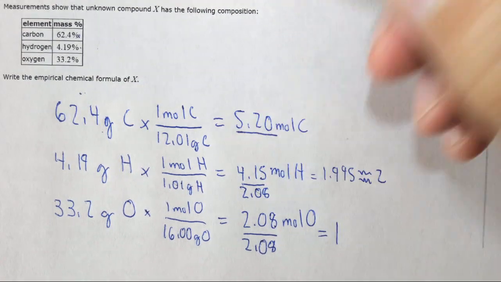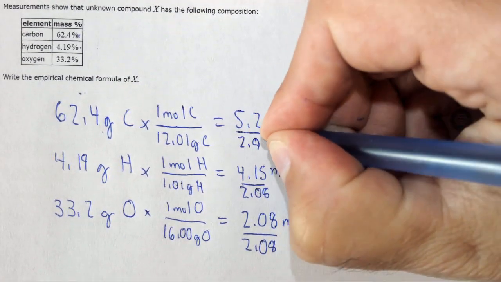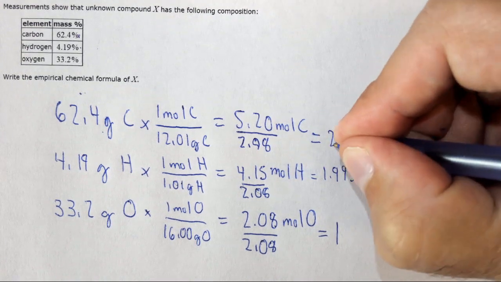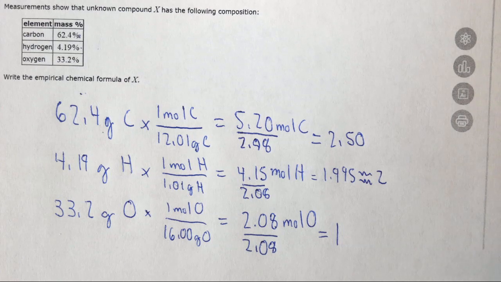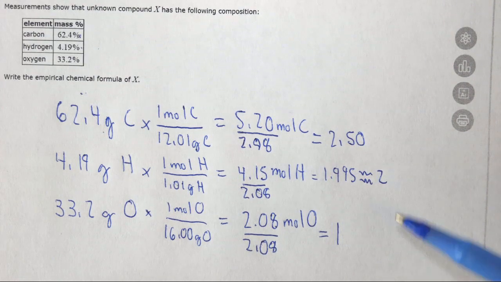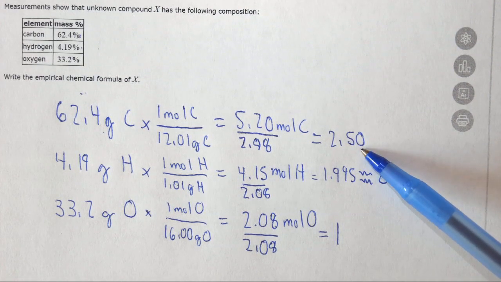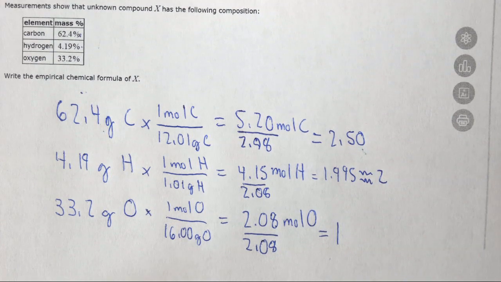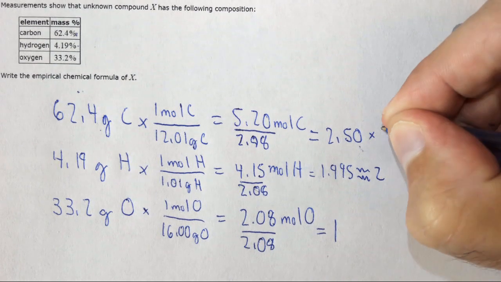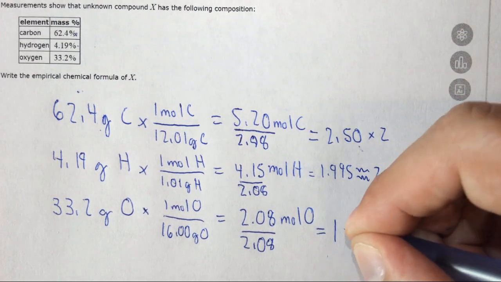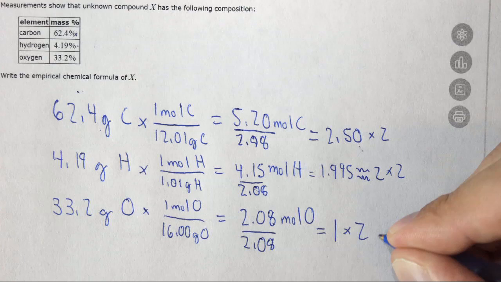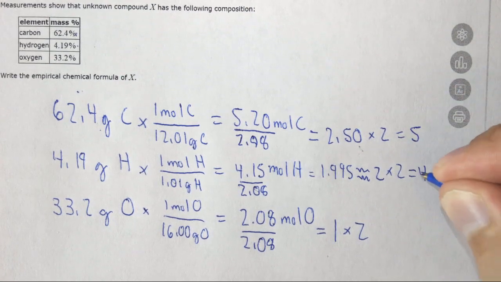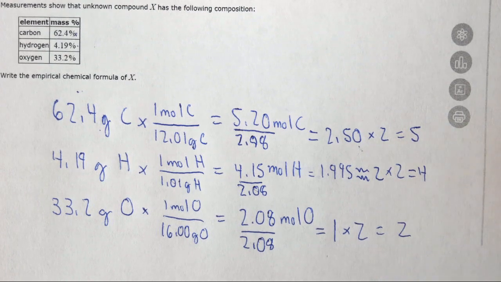And then finally, we're going to divide the last one by 2.08, and when you do that, you get 1. In the case where you get a number like 2.50, you do want to go ahead and double everything in order to get an integer. So here we want to multiply everything by 2 so that we can have all integers. In this case, the 2.50 times 2 becomes 5, 2 times 2 is 4, and 1 times 2 is 2.